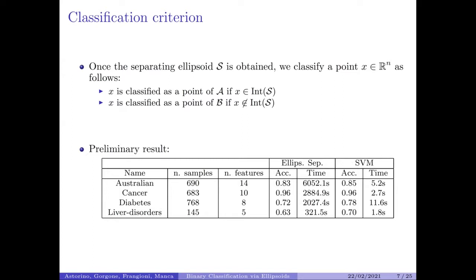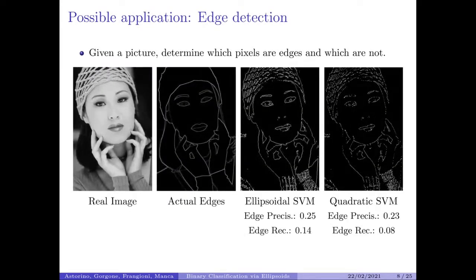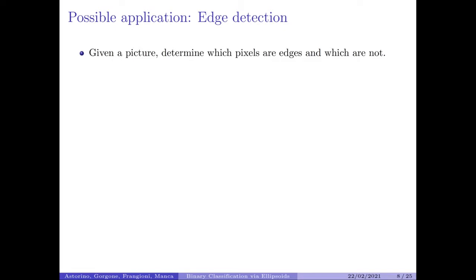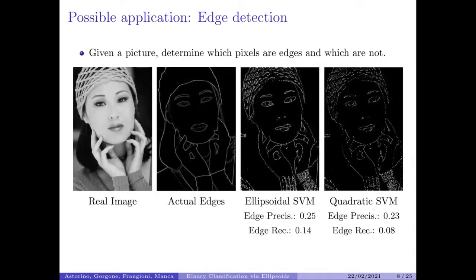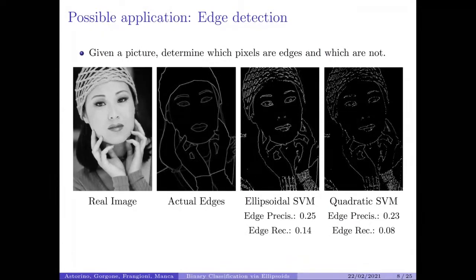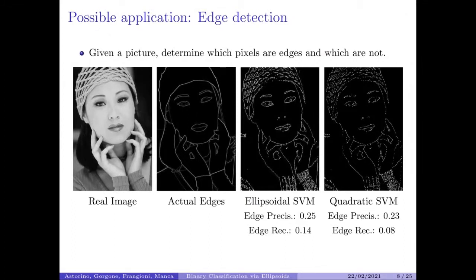So we stopped focusing on these normal data sets, but we realized that it is possible to apply our classifier to the problem of edge detection in pictures. In fact, we ran only a few experiments, so we still want to investigate this application more, but we think it is promising because, for example, in this case, our model finds a better solution than the quadratic SVM model. Clearly we have to compare our model with other edge detection programs, but it was already curious that it is possible to obtain a better solution than the quadratic SVM.